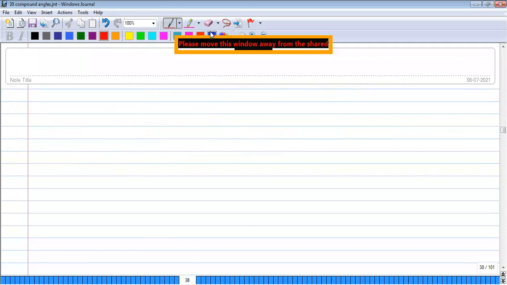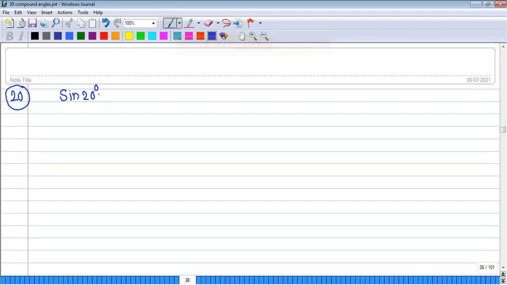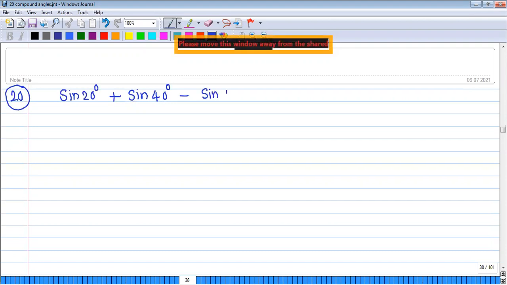Next, question number 20: sine 20 degrees plus sine 40 degrees minus sine 80 degrees equals to. First option -1, second option 1, third option 2, fourth option 0.